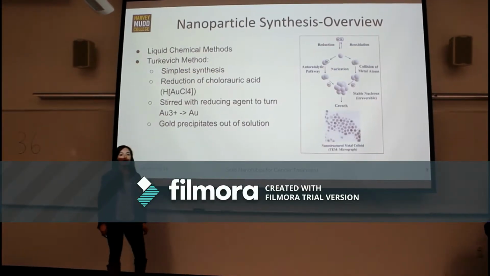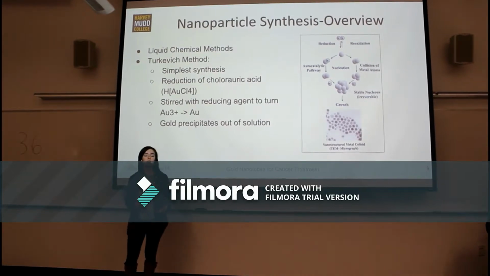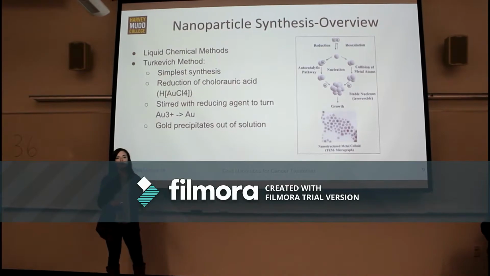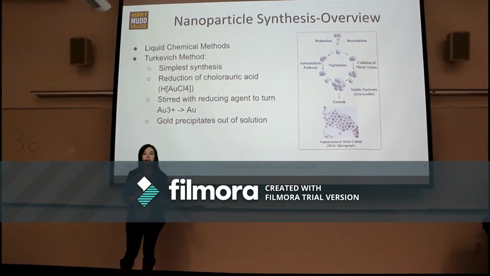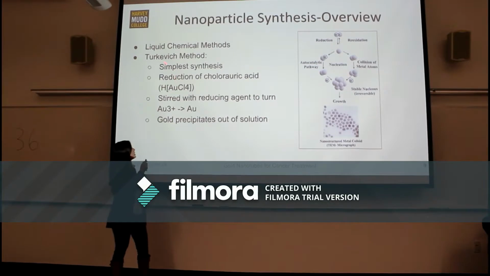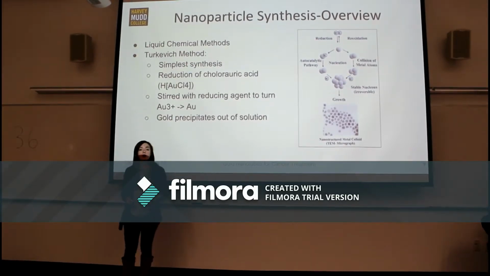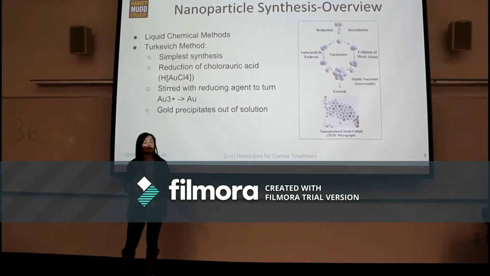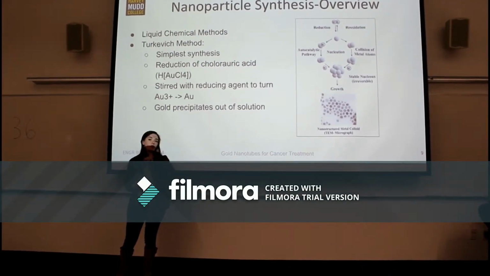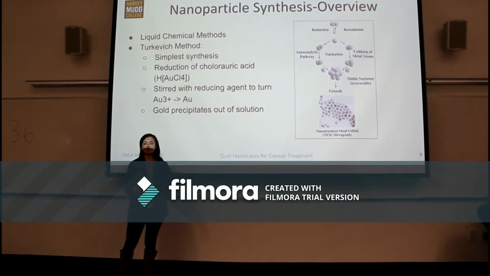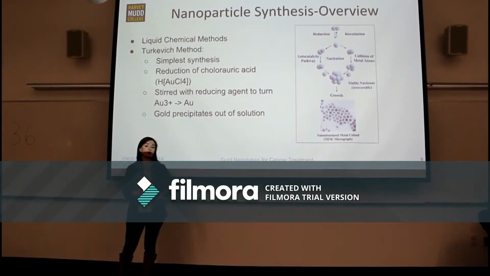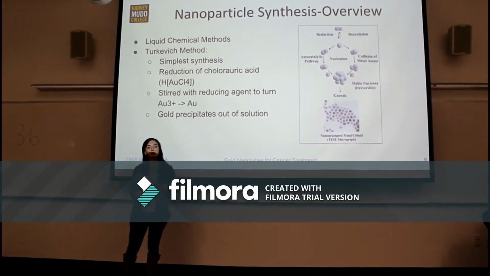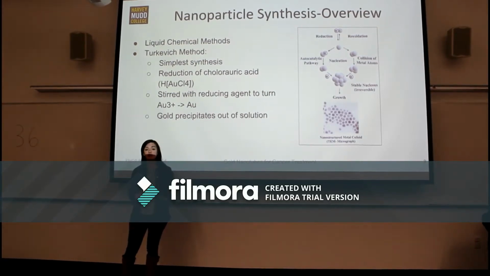To give a brief overview on the processes that we'll talk about next, all of these synthesis processes are actually performed in liquid, so they're categorized as liquid chemical methods. The simplest of these methods is the Cherevich method, and it basically just involves the reduction of hydrochloric acid in water, and using a reducing agent that contains some form of silver. A variety of reducing agents are used. And this process will produce nanoparticles that are 10 to 20 nanometers in size.